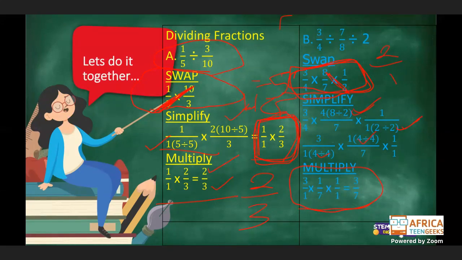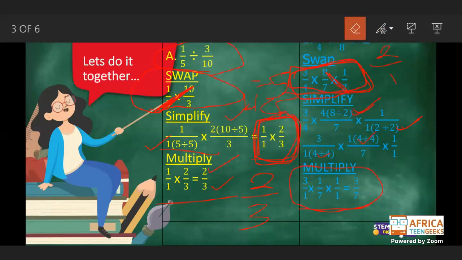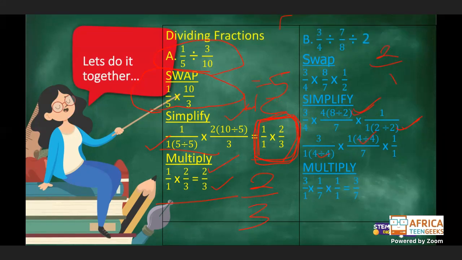And guys, if you need more explanation, let me erase this so we can see clearly now. Okay, so right now you can see everything. You can recap. The thing you must remember about dividing fractions is you need to swap. It's very important. And you need to simplify. That is very important. And the last step is most definitely multiplying them. And then you will have your final answer.